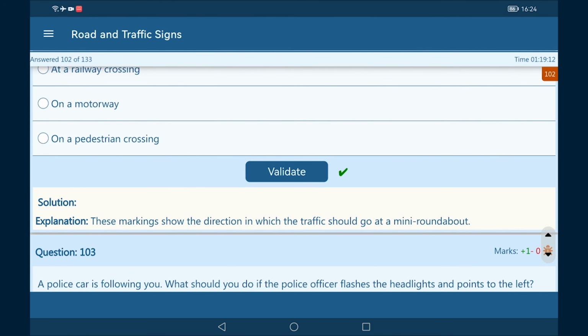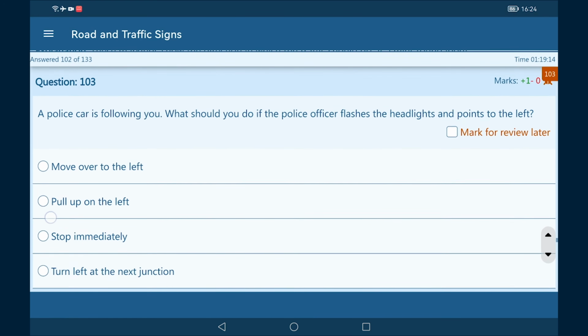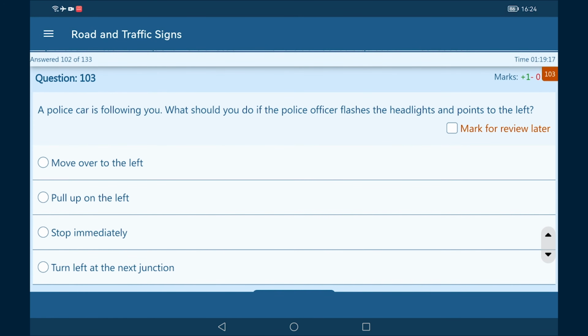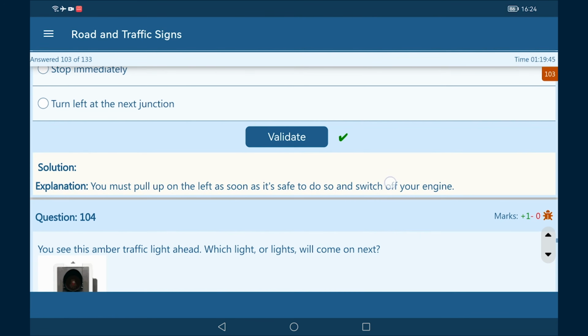Question 103. A police car is following you. What should you do if the police officer flashes the headlights and points to the left? Option 1. Move over to the left. Option 2. Pull up on the left. Option 3. Stop immediately. Option 4. Turn left at the next junction. The correct answer is option 2, that is, pull up on the left. Explanation. You must pull up on the left as soon as it's safe to do so and switch off your engine.